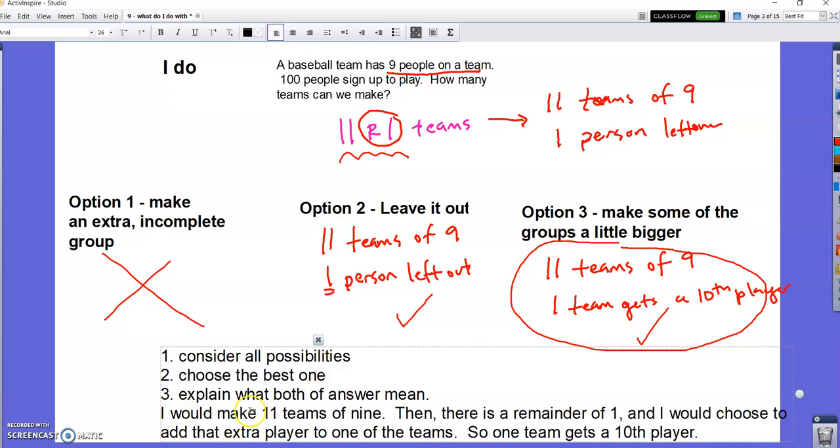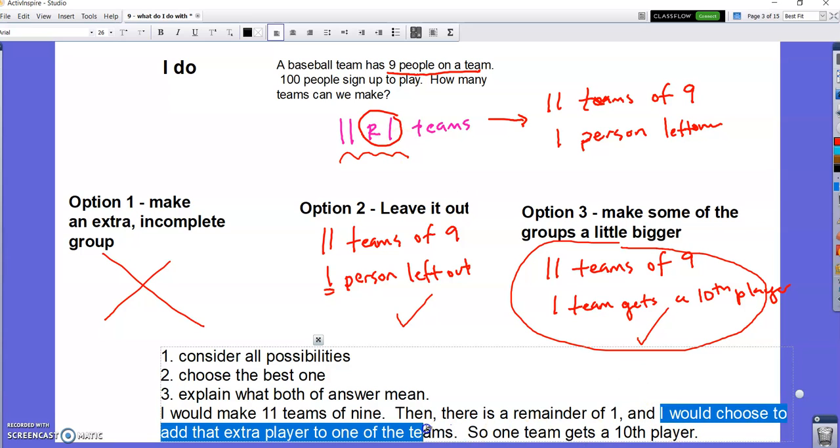Say very specifically, I would make 11 teams of 9, because that's where your 11 is in your answer. There is a remainder of 1 from your answer. And what does that mean? I would choose to add that extra player to one of the teams. So one team gets a 10th player. Now I know that not only can you do the math, but you understand totally what is going on with the remainder and with the 11 in the problem.